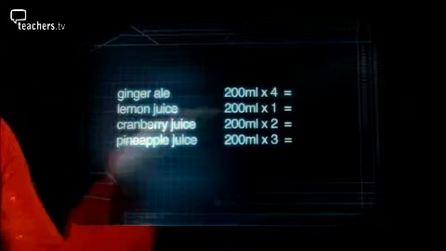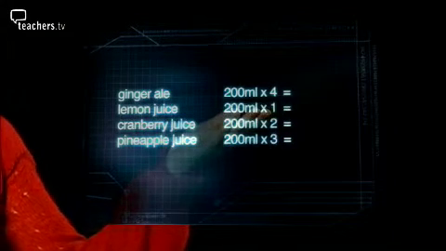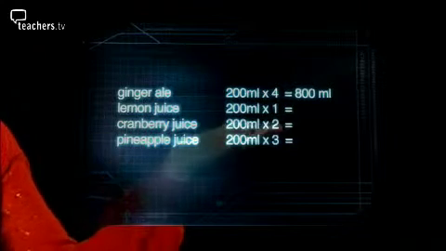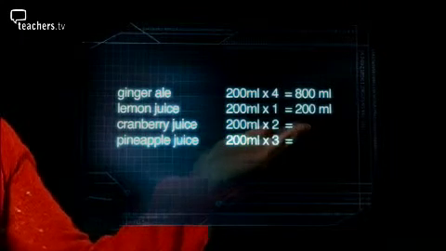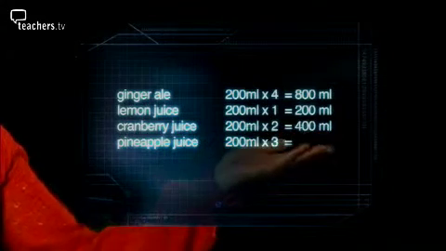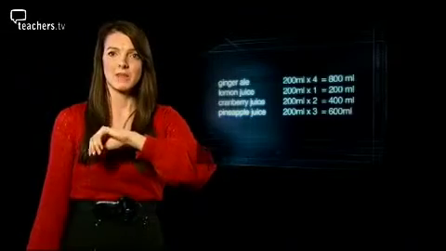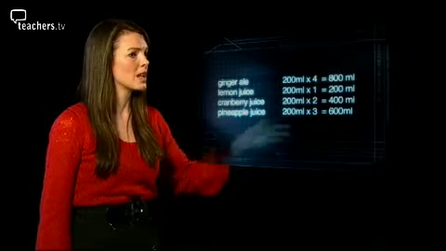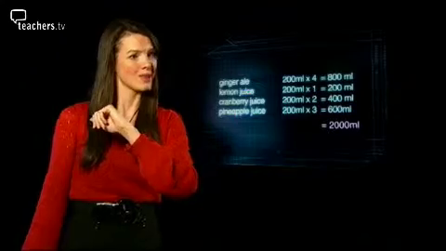The ginger ale, that's 4 parts, 4 times 200, 800 mil. We've got the lemon juice, that's 1 part, that gives us 200. We've got the cranberry juice, 2 parts, 400. And finally the pineapple juice, 3 parts, 600. And as a final check, you can total up all of these numbers and you should get 2,000 millilitres. Perfect.